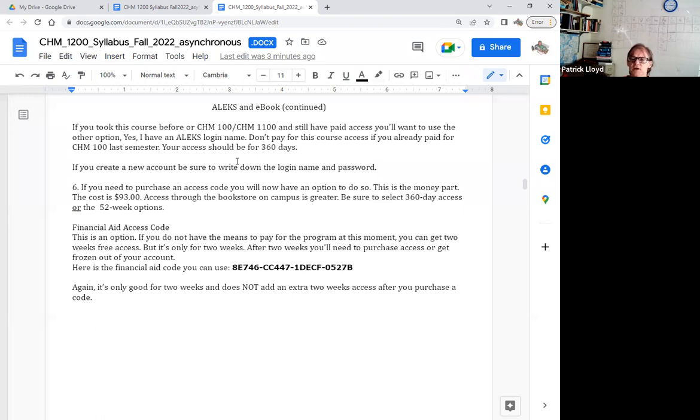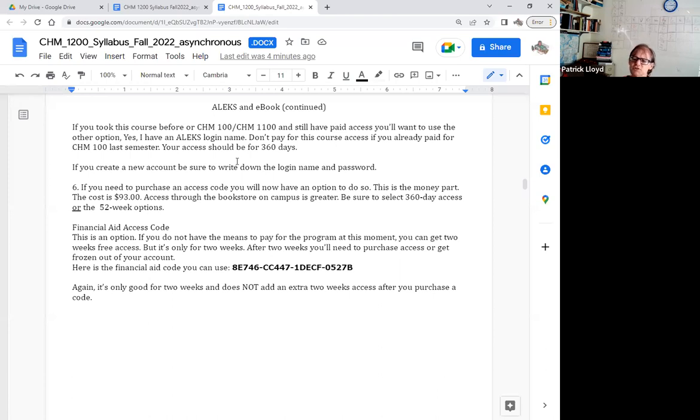It is available in the library, by the way, but it's a 30% markup there. But what there is what we call a financial aid access code, which allows you to use it for 2 weeks. And then after 2 weeks, you've got to pay. You've got to buy it within 2 weeks. So that'll get you started.